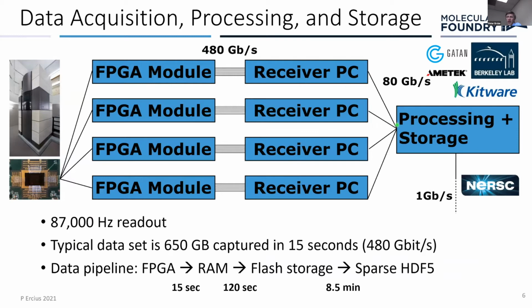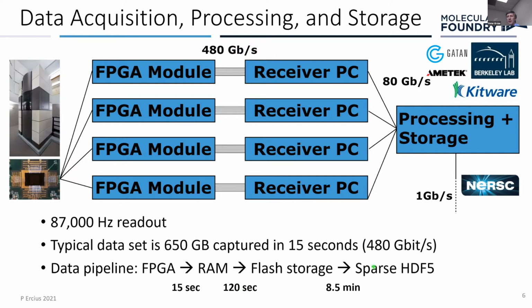And then we offload that from RAM, because a full frame is not on one machine at any one time, and we need the full frame to do our analysis. We offload that onto a processing and storage PC. So our typical data set is about 650 gigabytes, and that's captured in about 15 seconds. We then offload it from RAM, where it's acquired live, onto flash storage on this 5th PC in about 120 seconds. That's over 80 gigabit. And then we compress that down into a sparse HDF5 in about 8.5 minutes.